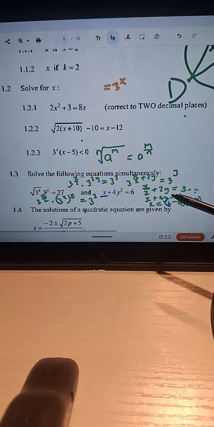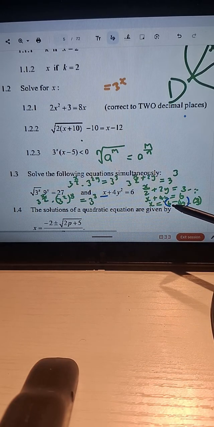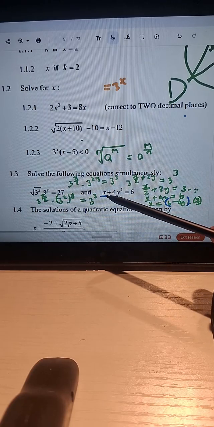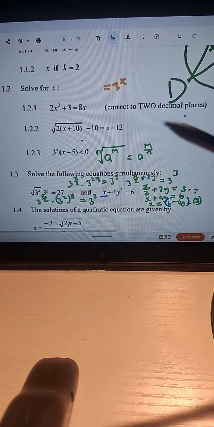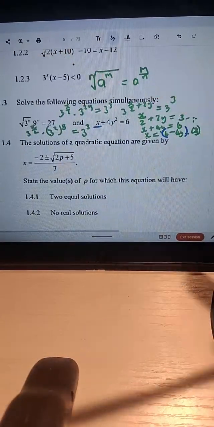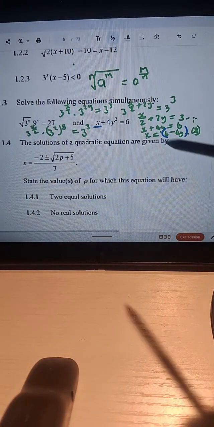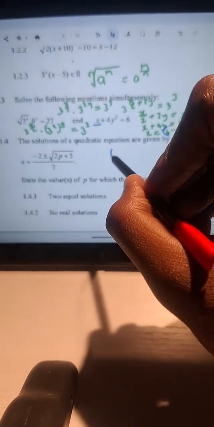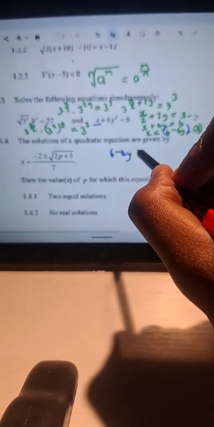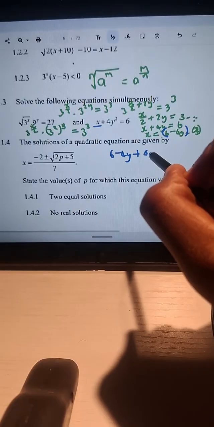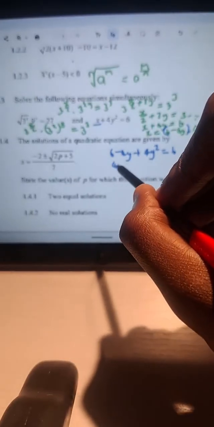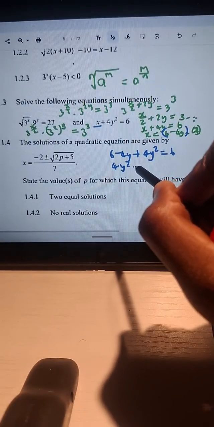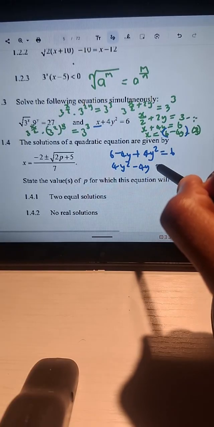Anyway, you take the 6 minus 4y and substitute it in the place of x, and then you solve. You can solve for y. So you come here, you see 6 minus 4y, you substitute 6 minus 4y plus 4y squared is equal to 6. From there, guys, you can continue.